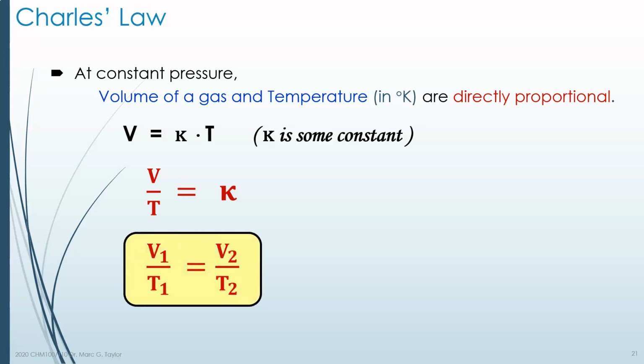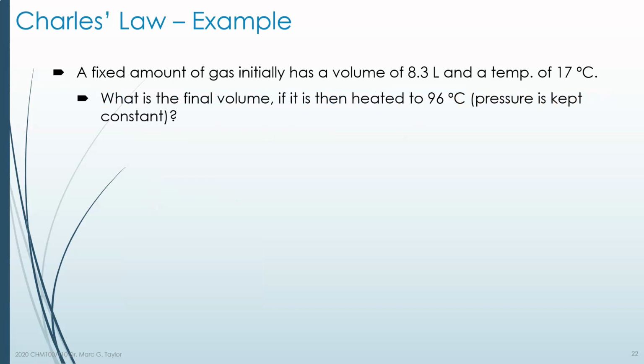So another way to write this is by saying, since V over T is a constant, then any set of V over T will equal any other set of V over T for the same N and P constant values. In other words, if we keep the number of molecules or atoms constant, N is constant, and the pressure constant, the only thing that will vary is volume and temperature in this relationship. So let's look at how to use this in a formula.